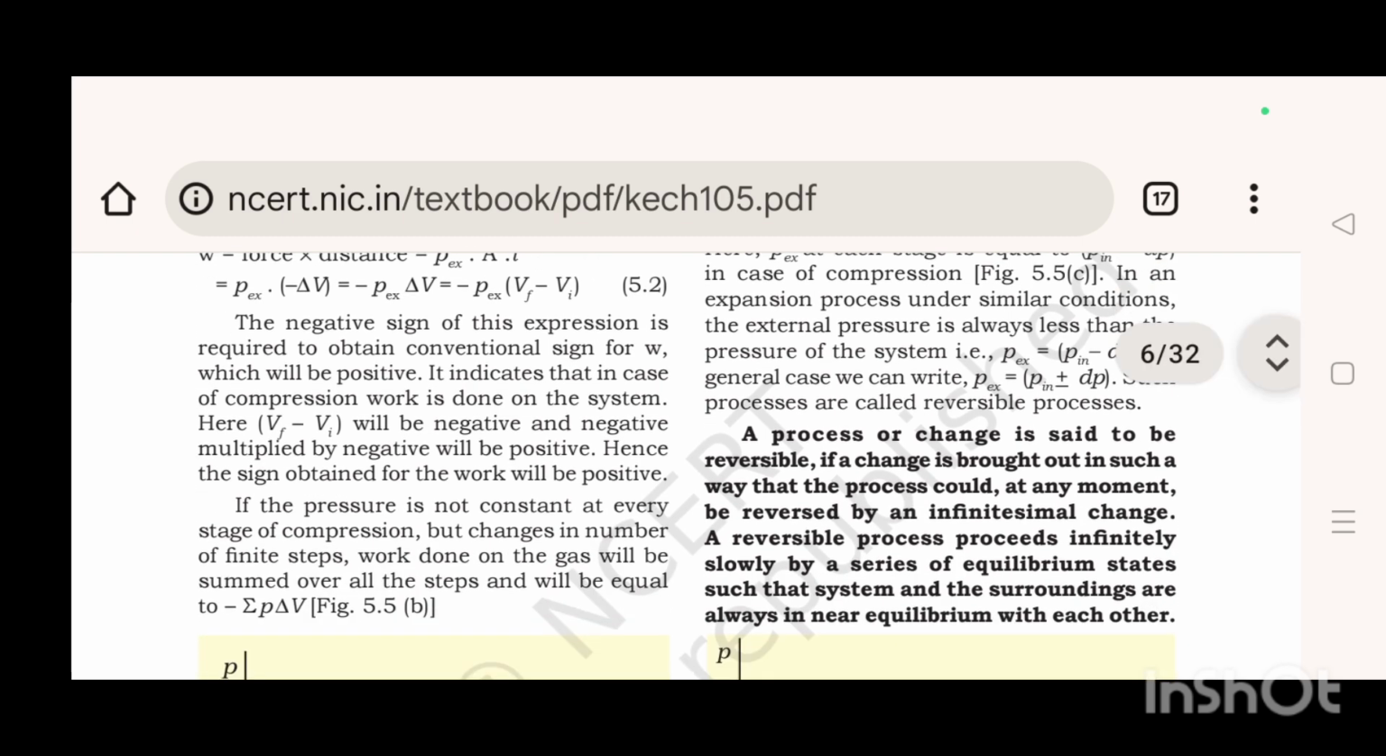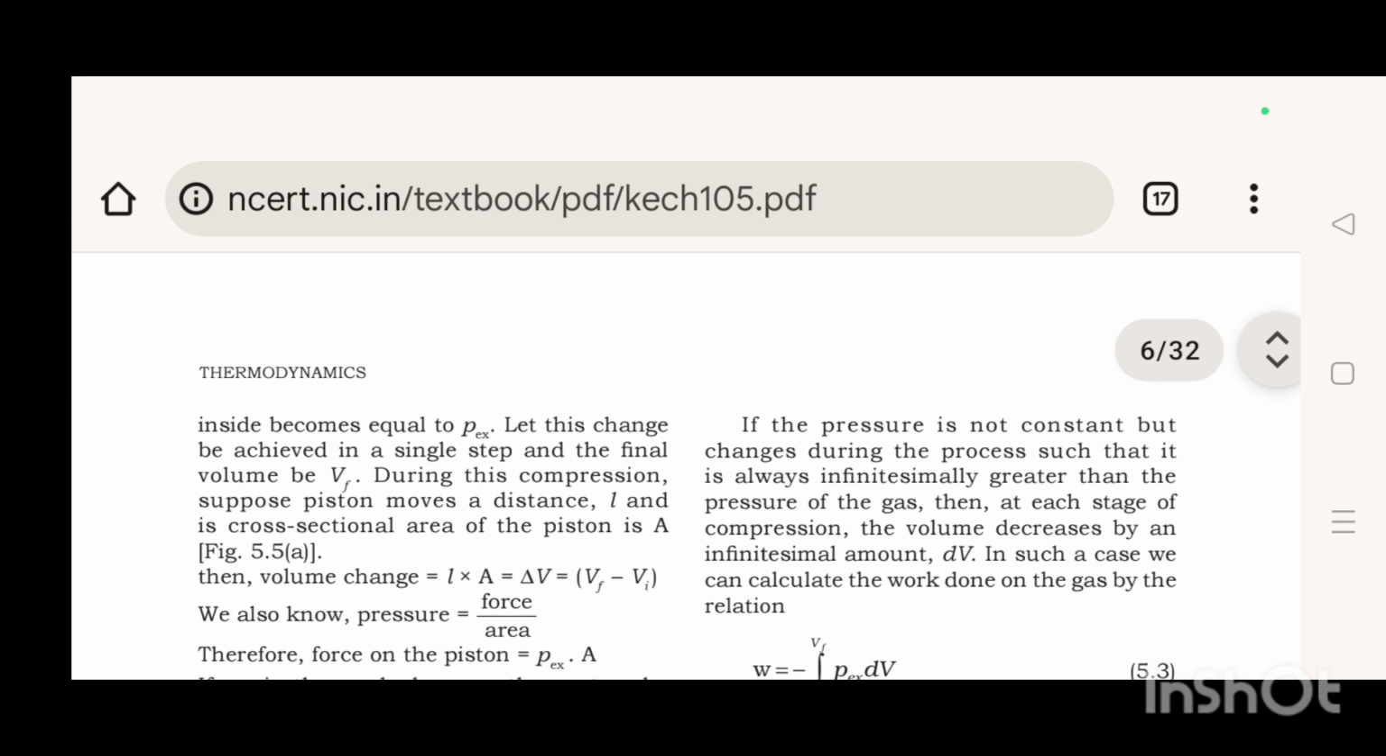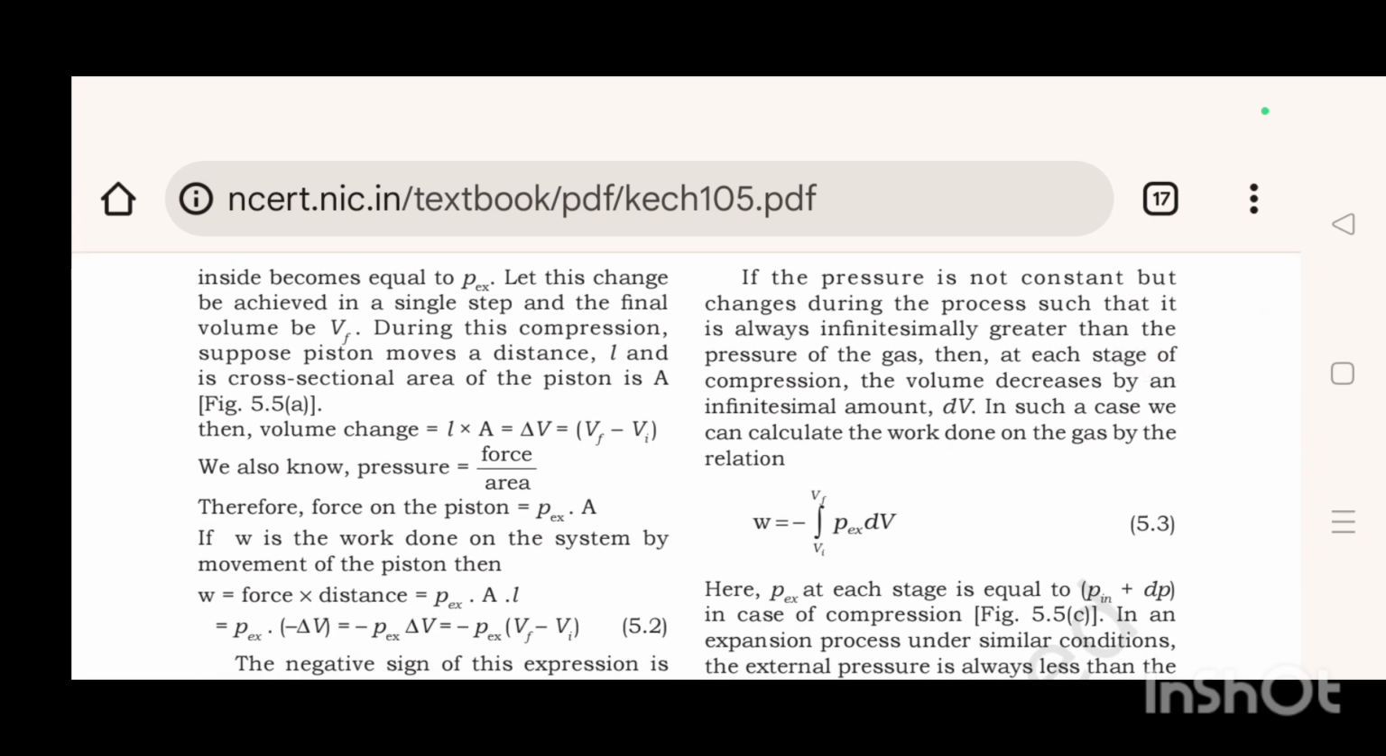If the pressure is not constant at every stage of compression but changes in a number of finite steps, work done on the gas will be summed over all the steps and will be equal to summation of P external delta V. If the pressure is not constant but changes during the process, such that it is always infinitesimally greater than the pressure of the gas, then at each stage of compression the volume decreases by an infinitesimal amount dV. In such a case, we can calculate the work done on the gas by the relation W equal to minus integration Vi to Vf P external into dV. Here P external at each stage is equal to P internal plus dP.